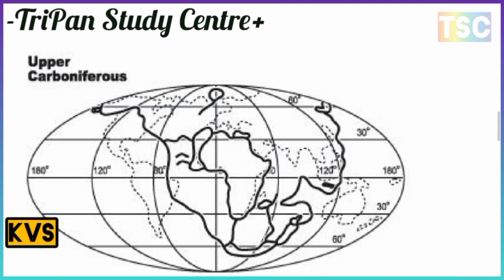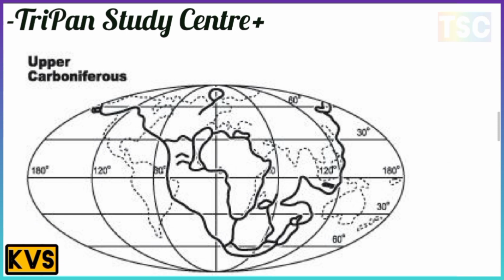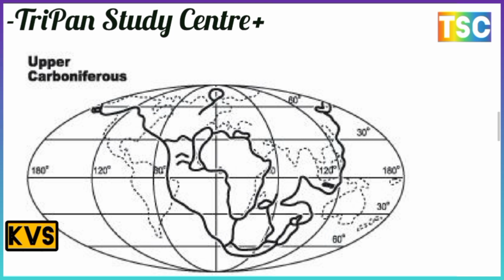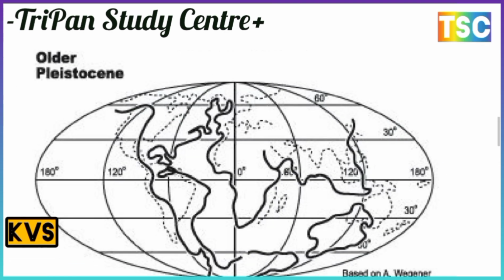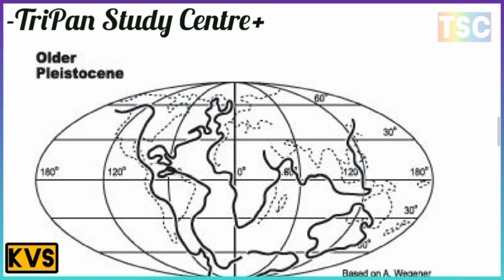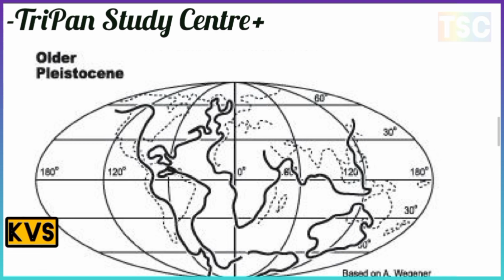Here the more important is the globes. The upper one is the Carboniferous, which is the most important here. Longitude 180 to 180 is shown on either side. The next diagram is the Eocene. Longitude is the same, but the Eocene is different here. The next one is the Pleistocene, which is the most important here, shown as a diagram.